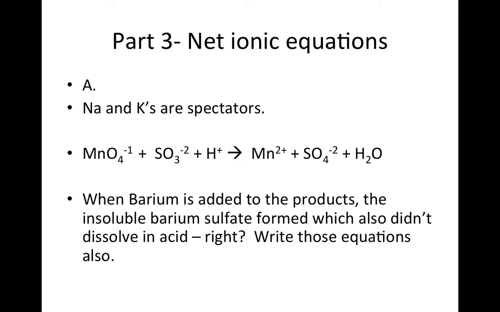We'll go with that. So here's the overall reaction. It's not balanced. We might work on balancing that tomorrow in class. And then you're going to add barium chloride to the products. The chloride is going to be a spectator. So the barium should combine with the sulfate, making barium sulfate, which is a precipitate that didn't dissolve. Okay, we're going to write those equations also.